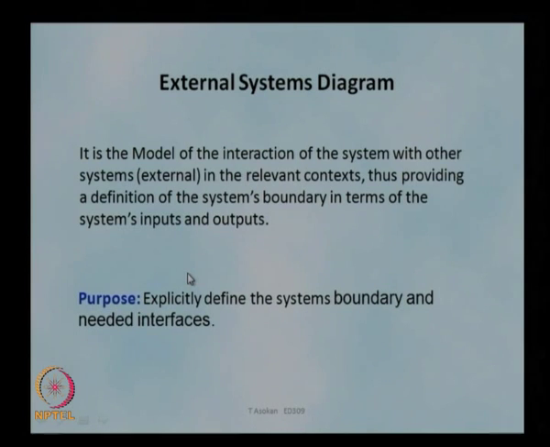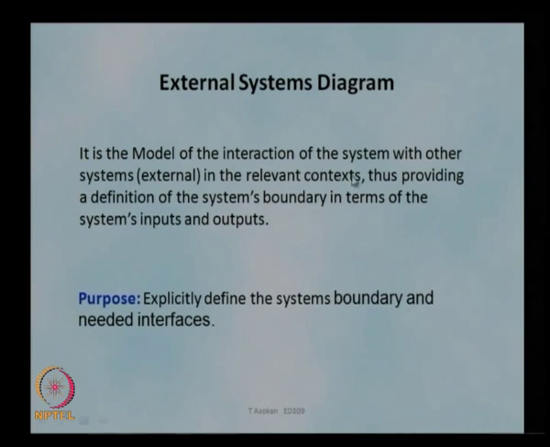So that was about the input output trace for identifying the requirements for operational concept. And another factor we need to take care of is the external system diagram. So as I mentioned, the system interacts with the environment and other systems. So we need to identify the boundary where we need to concentrate our design efforts. For that we need to have the external systems diagram.